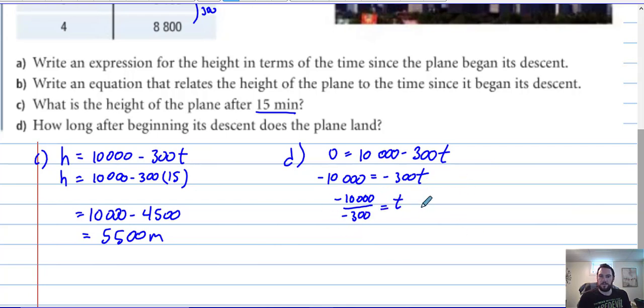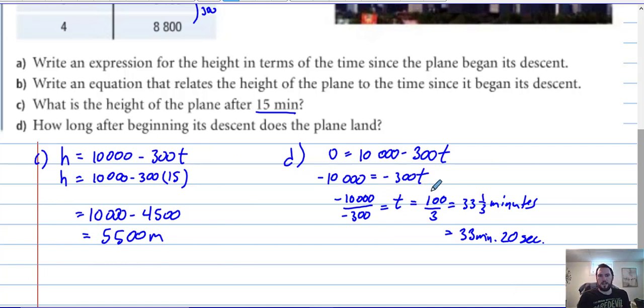And this fraction can be simplified. So negative 10,000 divided by negative 300, and I get 100 over 3, or 33 1/3 minutes. Or if we don't really like fractions, saying 33 1/3 minutes would be weird as an answer if you were just talking to someone about time. So 33 minutes, and then 1/3 of a minute is 20 seconds. Okay, so that's the point of these questions.